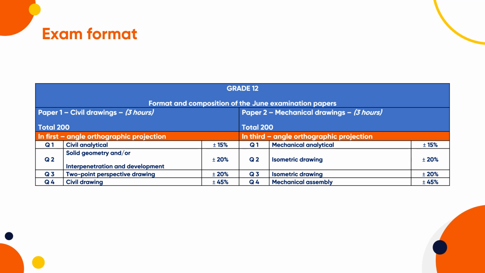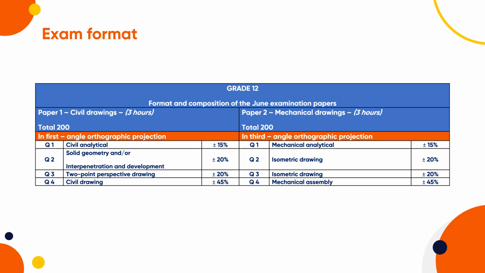Paper 1 will always use first angle orthographic projection as its principle, and mechanical drawings always third angle, though it also depends on what the question states. But usually we know civil drawings, paper 1, first angle orthographic projection, and paper 2, mechanical drawings, third angle orthographic projection. Both are 3 hours in length, both a total of 200 marks. Both of them have 4 questions.